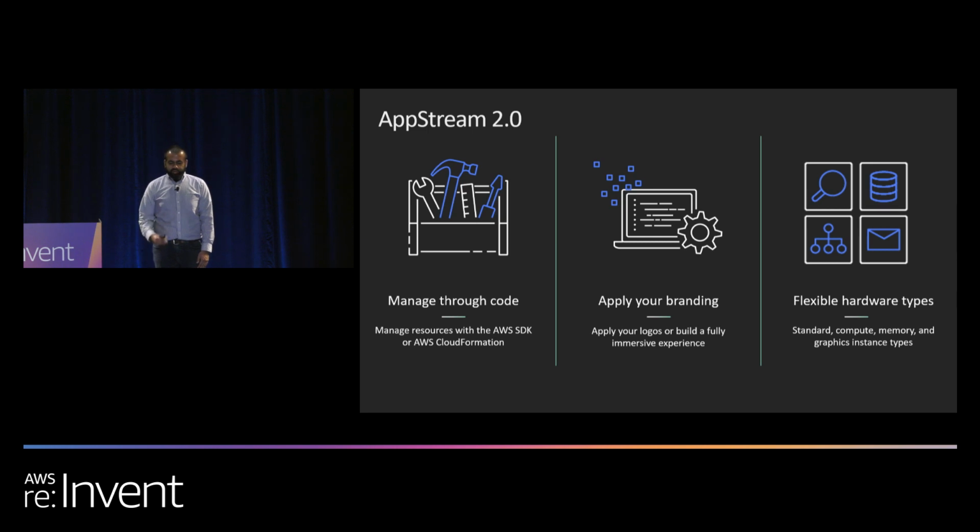You can apply your branding. So this allows when your user lands on the AppStream catalog to see a common look and feel that they would expect when they land on it. So you can apply your GE logo, for example, to the catalog. And so when your user lands on it, it looks like they're actually landing in a GE environment versus some third-party service that they're not aware of.